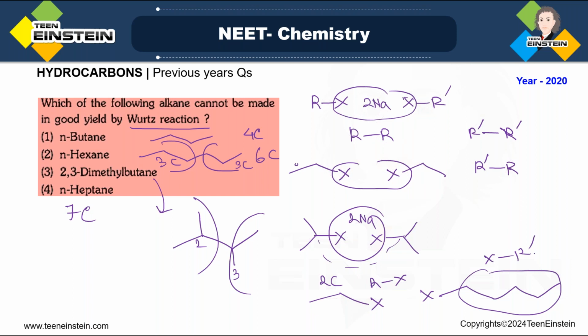Different types of compounds will be there, and you have to separate the actual desired product. Separation is also difficult because all are alkanes and their boiling points and melting points are very close. So this is a problem. Even if you are getting the desired product, it will not be very good. So if you want to make an unsymmetrical alkane, Wurtz reaction is not a very good method. That is why this is the correct option.